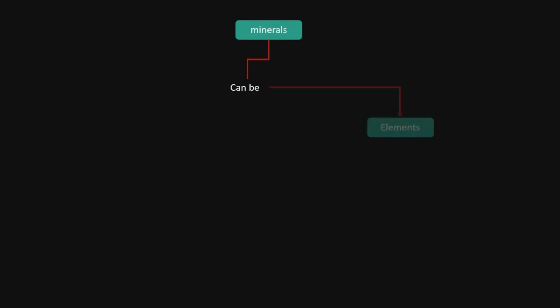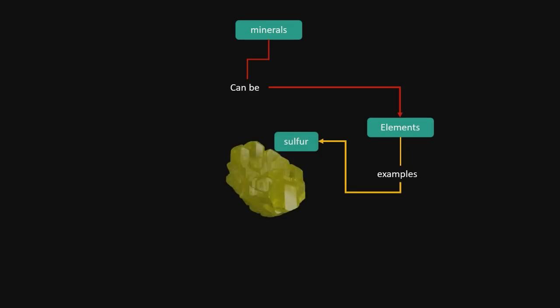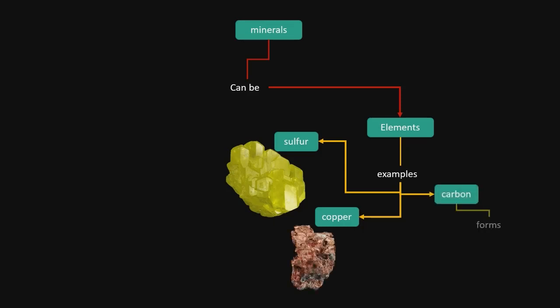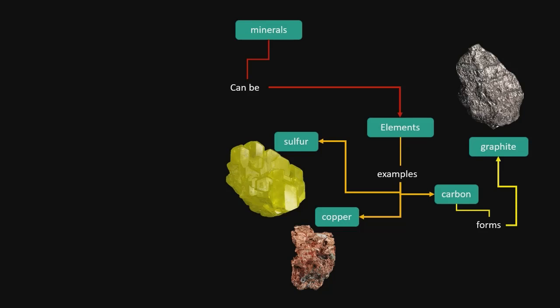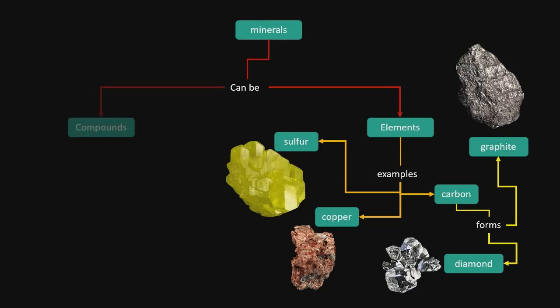Minerals can be elements. Examples are sulfur, which is sulfur in its purest form. Another one is copper, and also carbon. Carbon has several forms. One is graphite. Graphite is used in pencils. Another one is diamond. Diamonds are used in fashion and jewelry. At the same time, they are also used in industries such as mining and drilling.